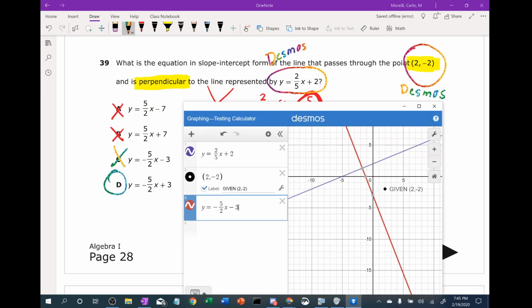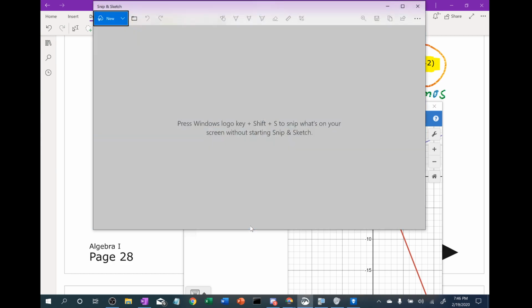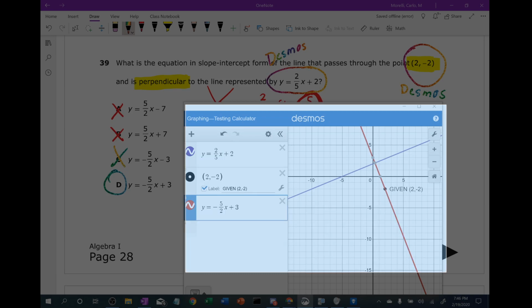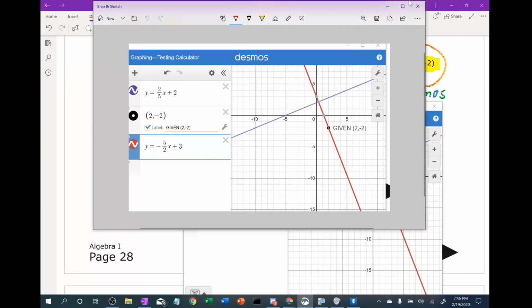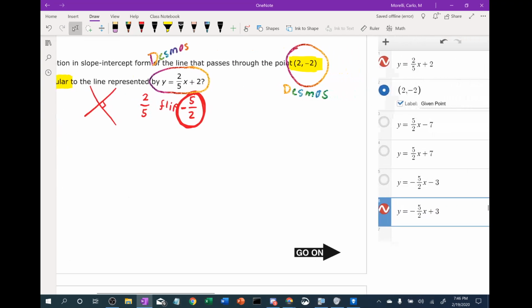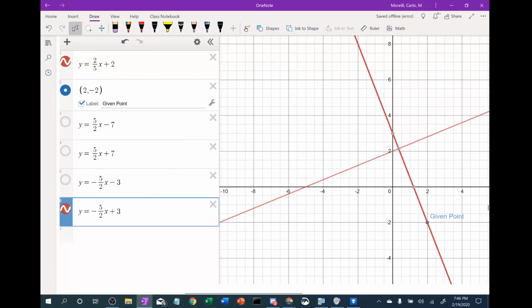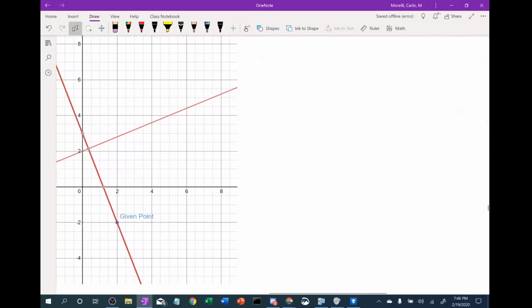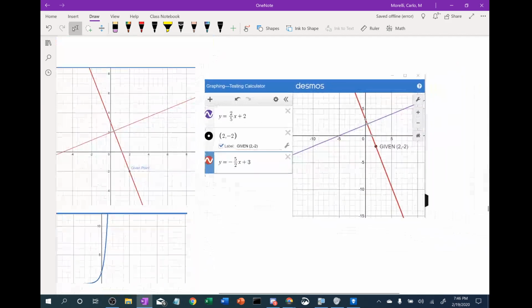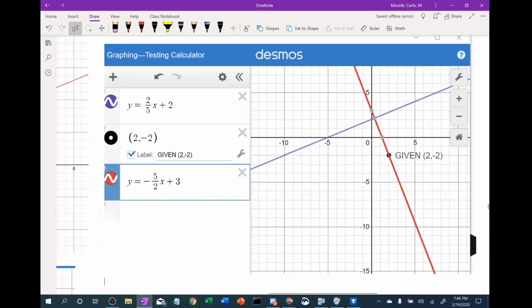So let's just change this minus to a plus. Boom. All right, so that's what we want to see. We want to see the line. The correct line is going to pass through the given point and will be perpendicular to the line that we were given the equation of. Alrighty, so that's how it looks.